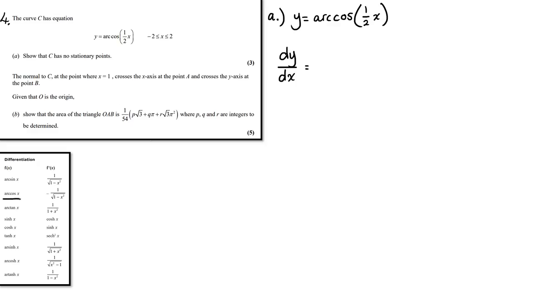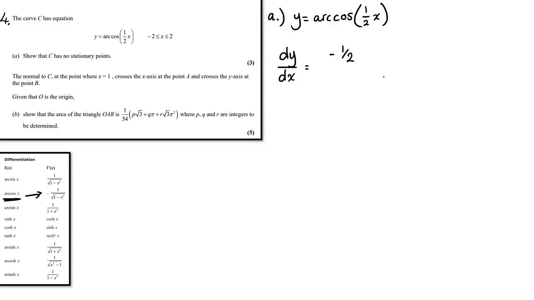We know the result here is going to lead to something of this type, because f of x here is arc cos x. Ours is slightly different. We've got a half x, but it won't change it too much. We should get something that looks like this. Now with ours, because this is a half x, we just need to take that into account. So when we differentiate here, straight away we're going to get minus a half.